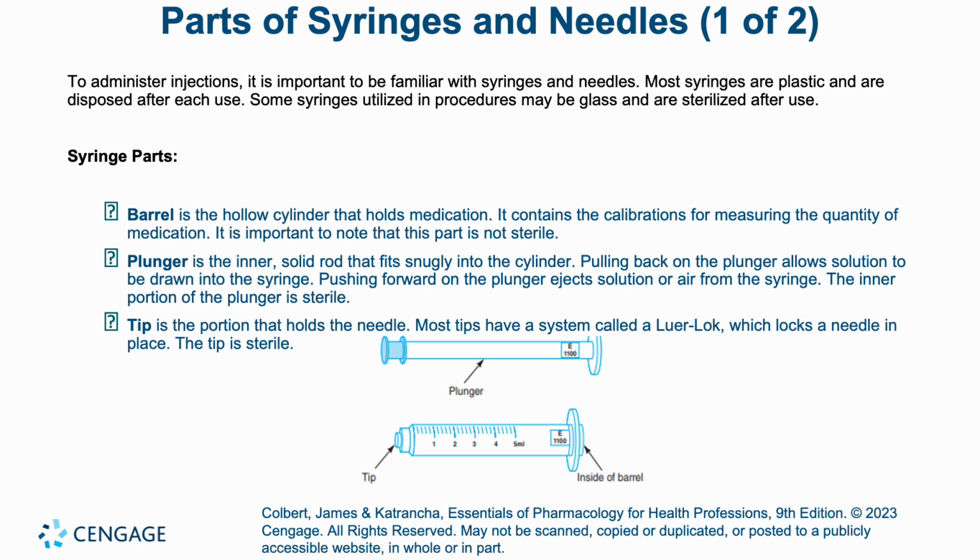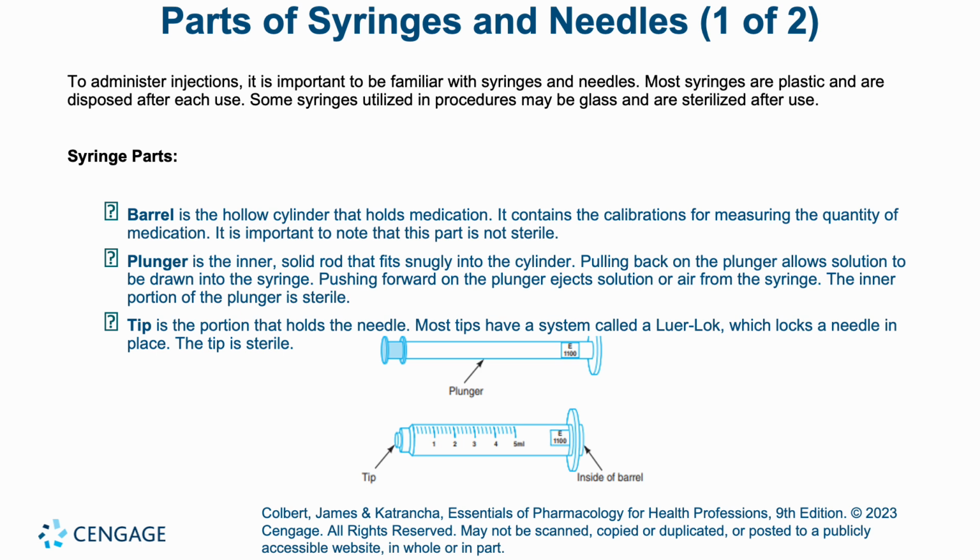Barrel is the hollow cylinder that holds the medication. It contains the calibrations for measuring the quantity of medication. It's important to note that this part is not sterile. You see on the image here that there are little dashes indicating the number measurement. It depends on the size syringe you have, but oftentimes each dash is 0.25. But again, it depends because there are some barrels that are for a very small amount of medication where each dash is a tiny number. But oftentimes the whole numbers are marked and then the little dashes in between are going to be parts of the number.